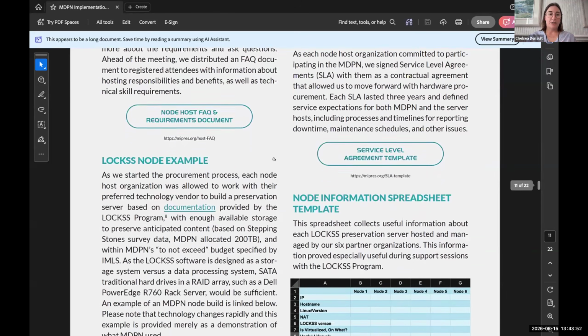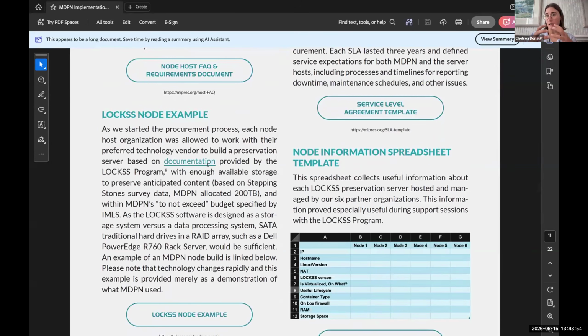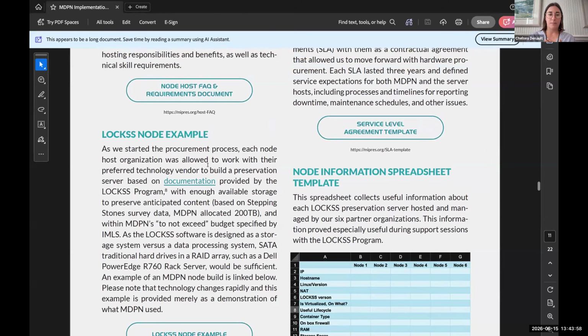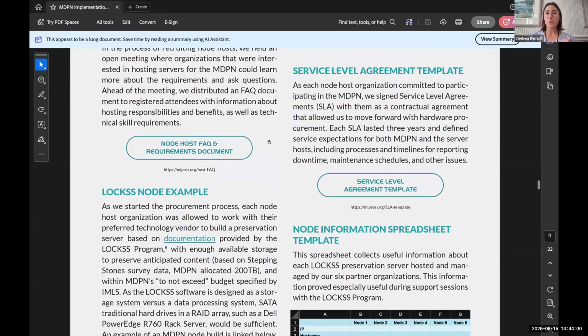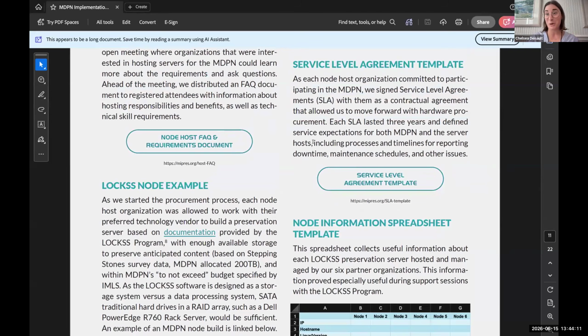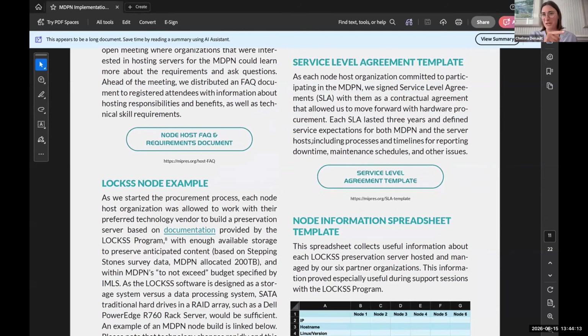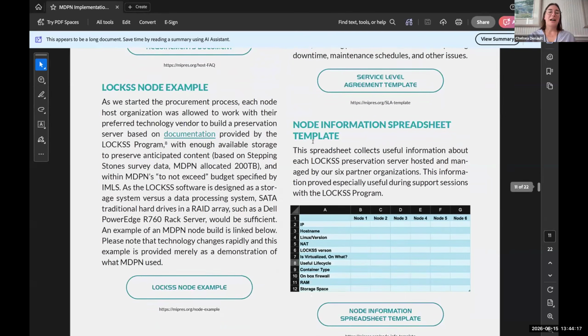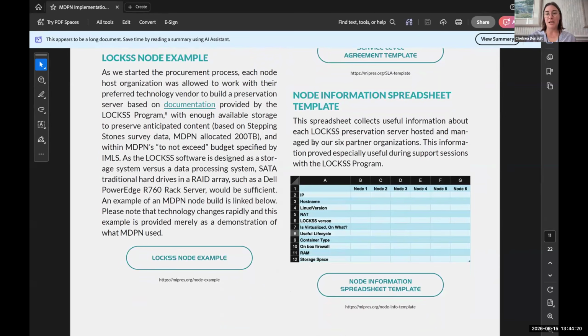We also, in this section, have an example of what a LOX node build looks like that we requested from IMLS. We also have an outline of a service level agreement that we had with each of our node hosts. We're actually in the process of renewing these right now, so even this version is outdated by 2 months.